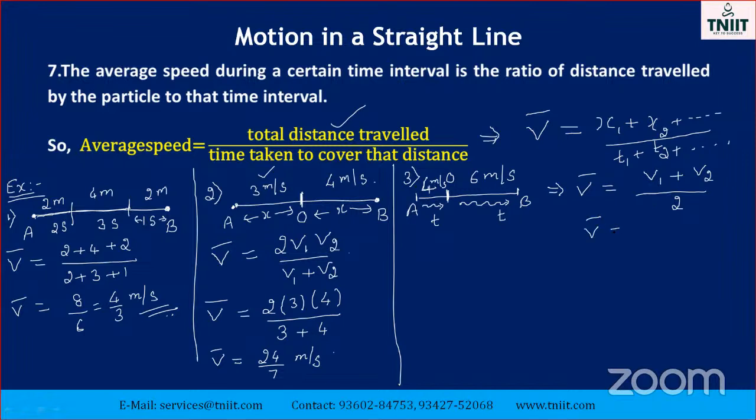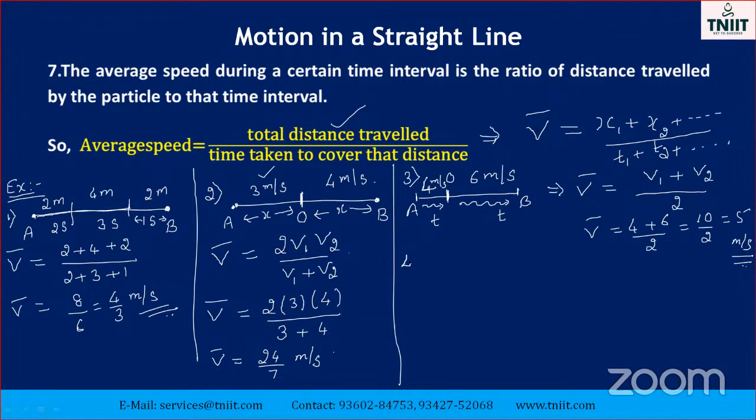So V bar is equal to 4 plus 6 by 2. That is 10 divided by 2. That is 5 meter per second. So what is the average speed for this case? 5 meter per second.